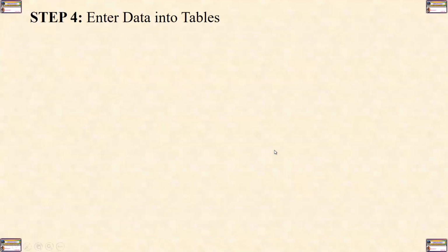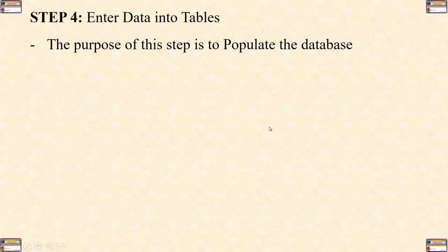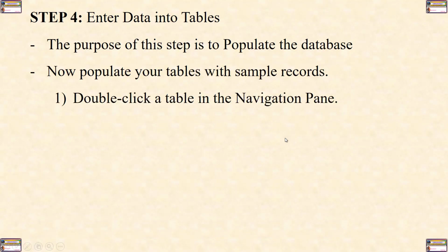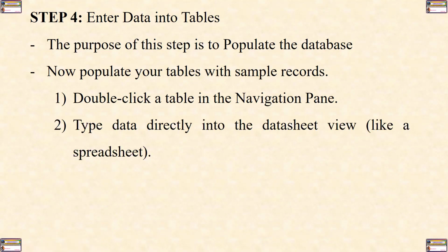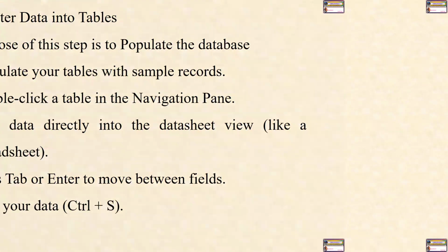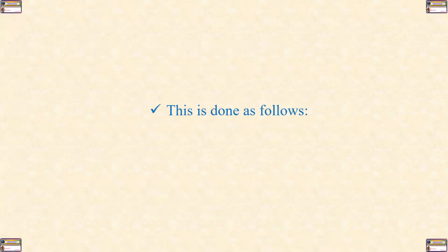Now, once you have done that, the next step is to enter data into your tables. The purpose of this step is to populate the database. Now populate your tables with the sample records. So you double-click a table in the navigation pane. Then you type data directly into a datasheet view, like a spreadsheet. Then you press Tab or Enter to move between fields, and you save your data. And you do this per each table.